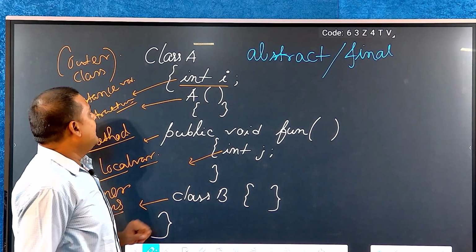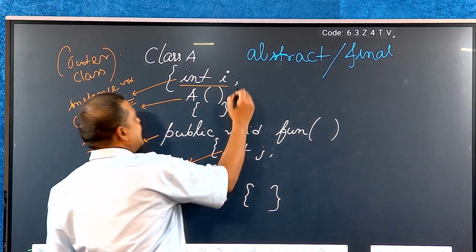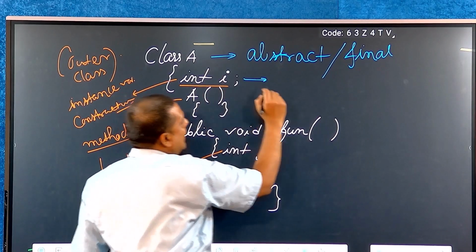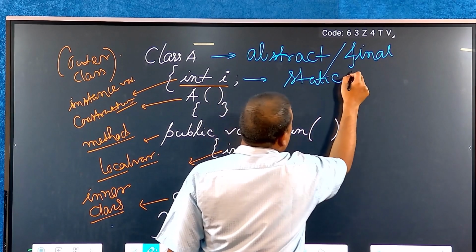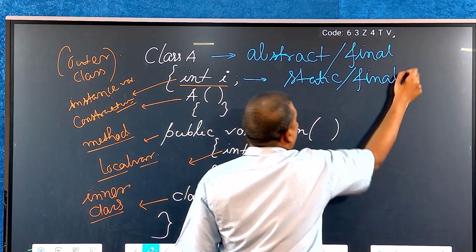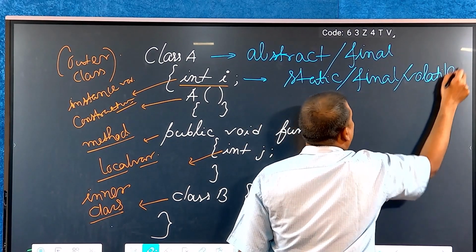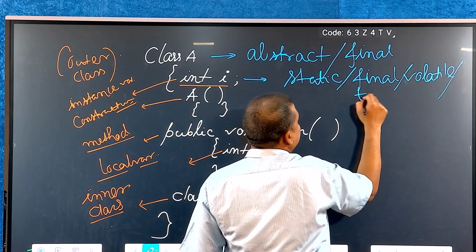A variable which is an instance variable can be static or final or volatile, or static, final, volatile or transient.